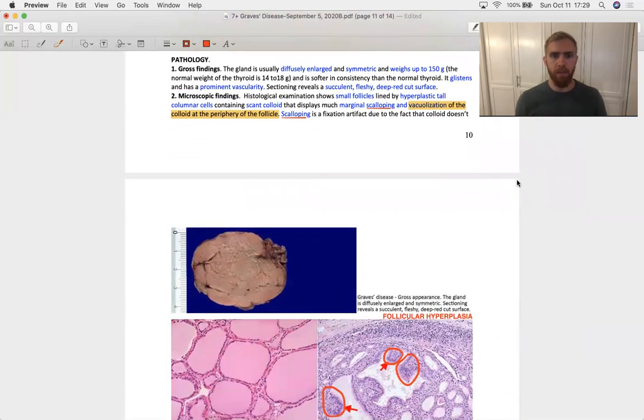Pathology of Graves' disease. The thyroid is diffusely enlarged, though typically it might be a normal size. It's pink. It's not overly fibrotic. There's no cancers on it. So that's what you can tell just by looking at the gross biopsy.